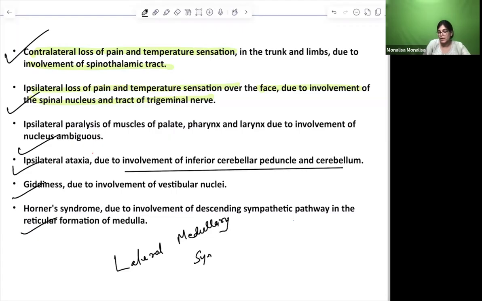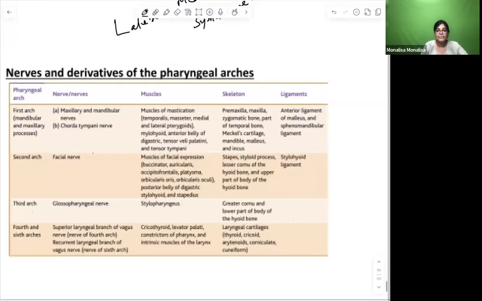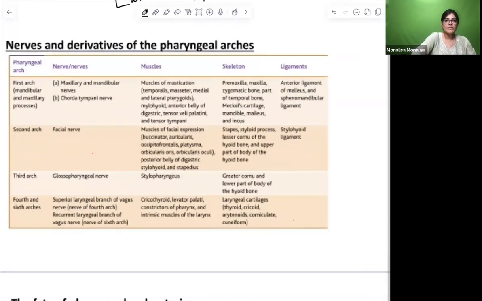Same thing, there are a few features in the medial medullary syndrome, and so many features in the lateral medullary syndrome. After that, we have finished the important topics of neuroanatomy. The last thing is the embryology part. For embryology, what you have to pay attention to is the arches, the pharyngeal arch derivatives.